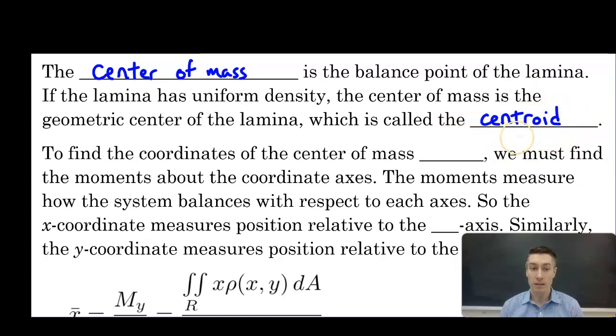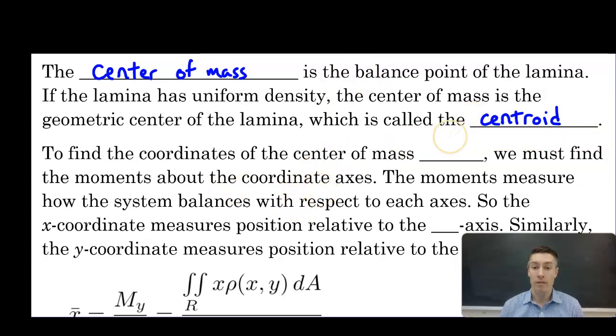So all this means is if our density function is constant across the whole lamina, then really what we're finding is the centroid as opposed to the center of mass. Computation is exactly the same, really it's just the terminology.